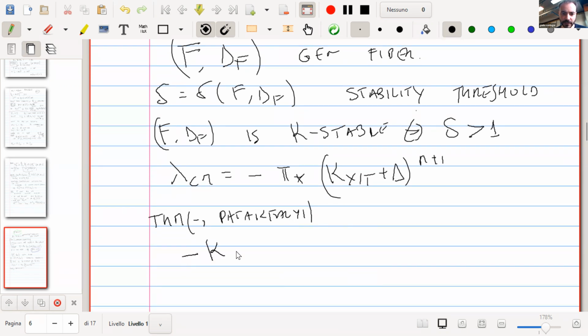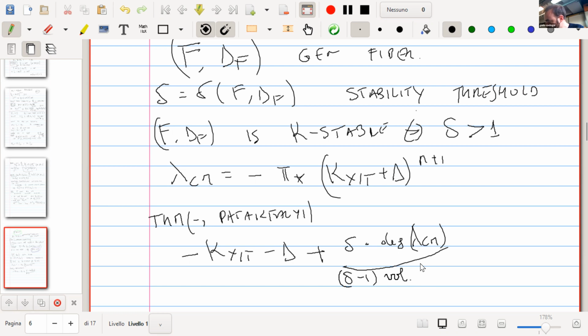if you do minus K_X over T minus delta, and then you sum what you want to sum, which is delta times the degree of this lambda CM divided by delta minus 1 times the volume times n plus 1, maybe this doesn't really matter, and then times a fiber. This guy is nef. So this is not nef.